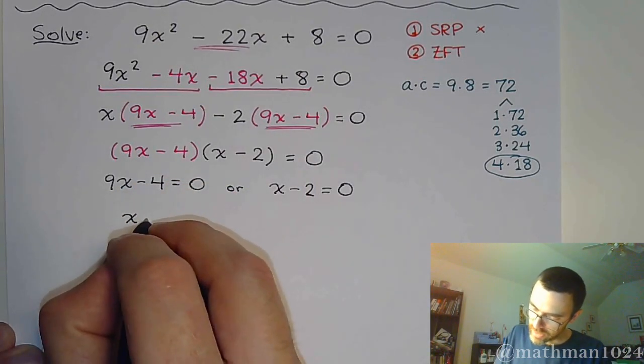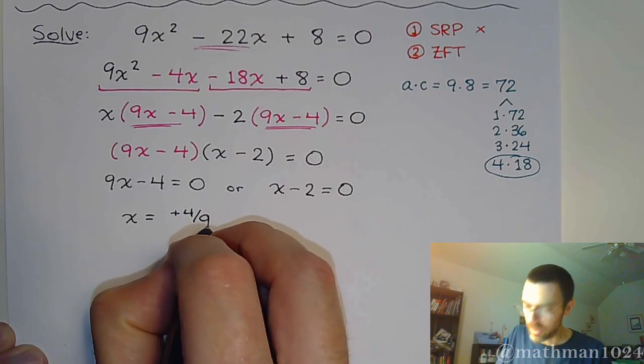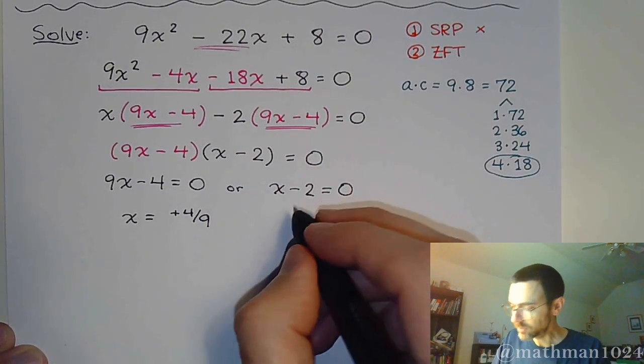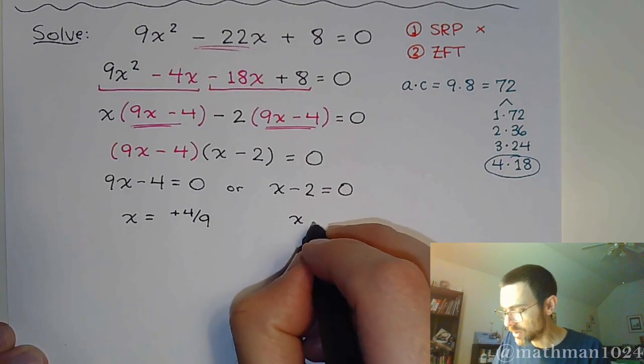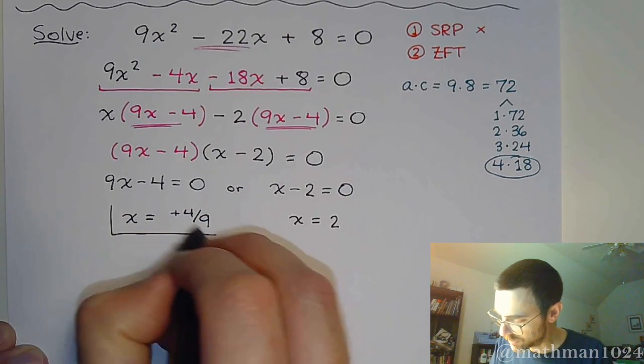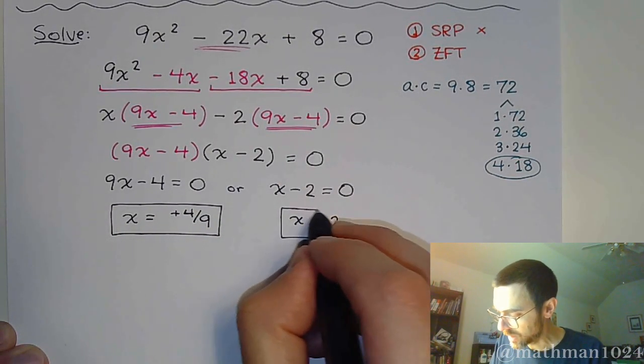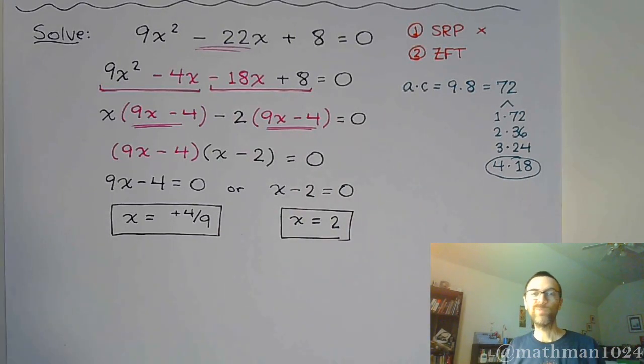Solving this, x is equal to, let's see, we would add 4, divide by 9, and for the other factor, we get the solution x equals 2. And there we have it. So the square root property didn't work, but we could factor.